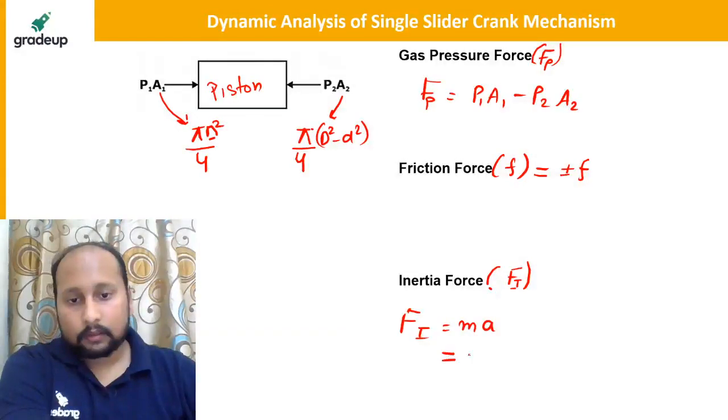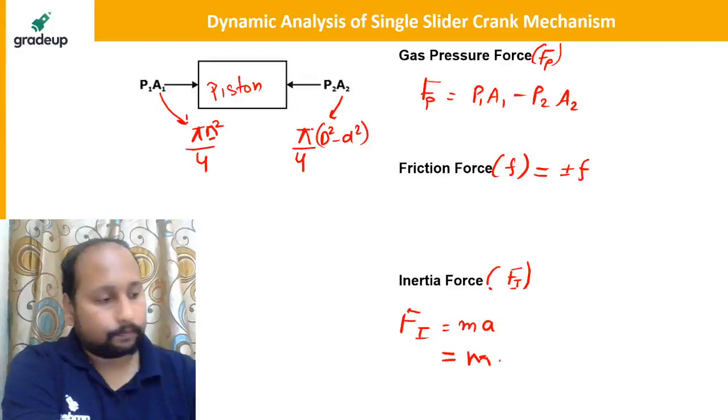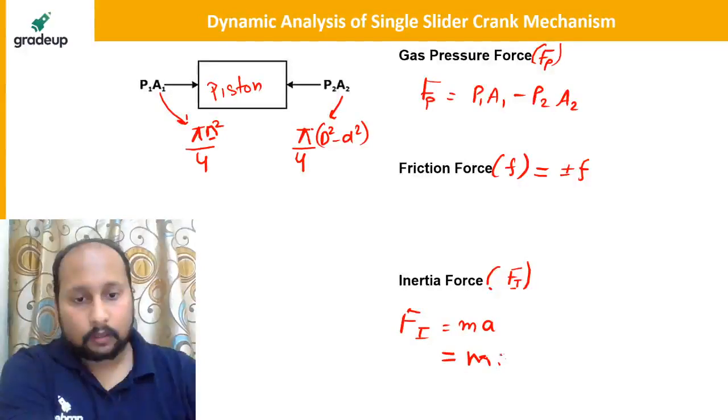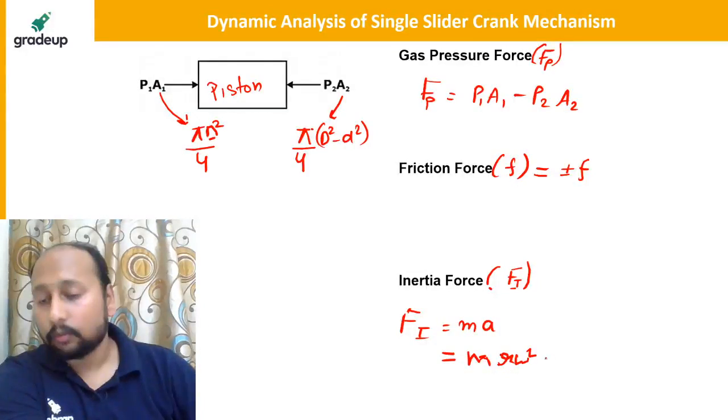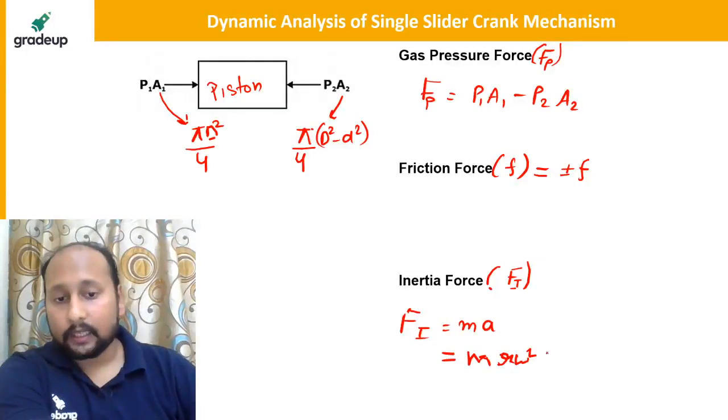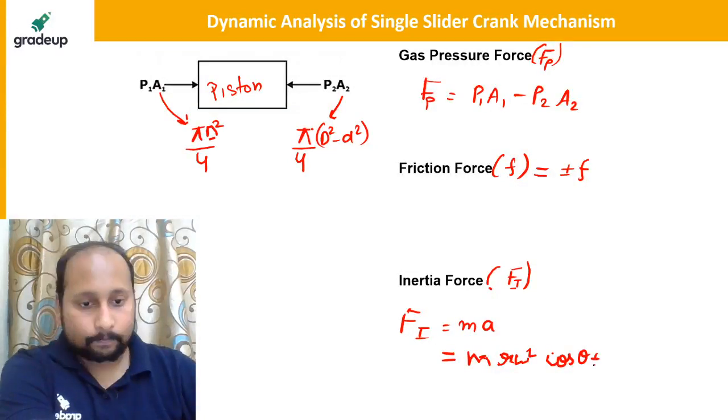Okay, this is equal to m into a. A is r omega square into cos theta plus cos 2 theta by n.